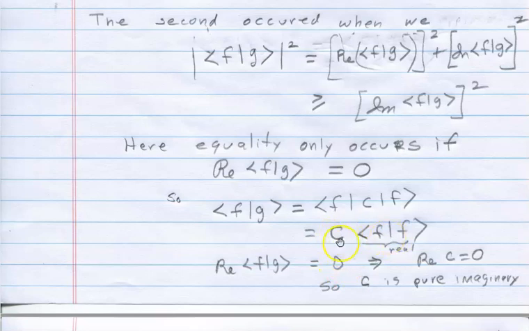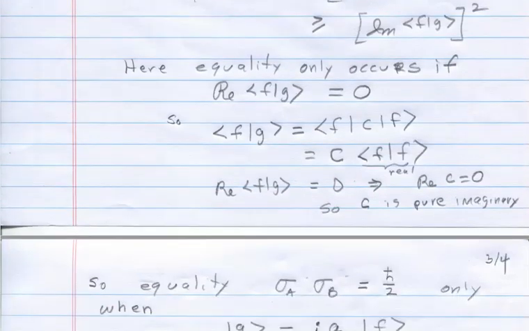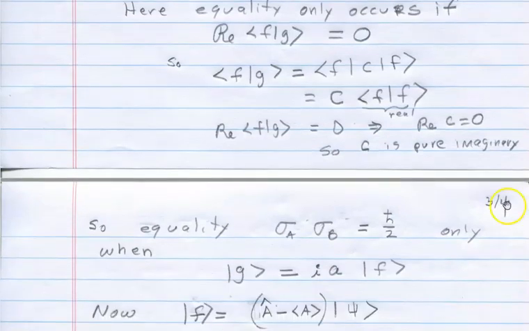This is real. This in general might have real and complex parts, but if the real part of this whole thing vanishes, then C can only be a pure imaginary number. So C is pure imaginary. And when those two things happen, then we get equality: the standard deviation of A times the standard deviation of B is equal to h bar over 2.